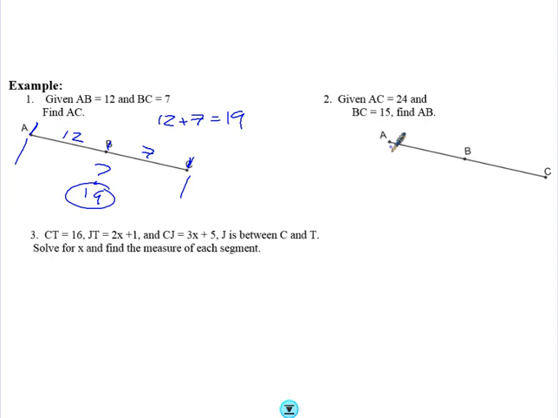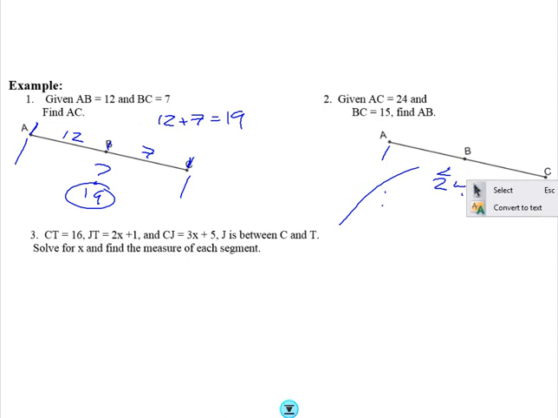The flip side of that is I can maybe ask you to find a part, not necessarily the whole thing. So if I told you the whole thing was 24, this is more so like the pencil problem.